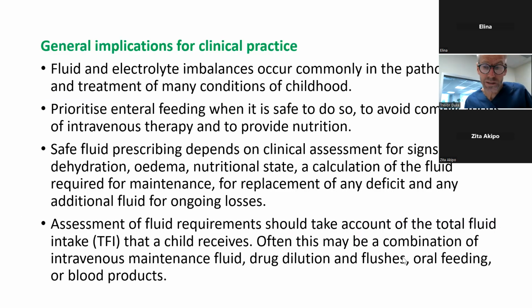So the main messages from what we've discussed today are that fluid and electrolyte imbalances occur commonly in many conditions of children that we treat every day: pneumonia and sepsis and bronchiolitis and meningitis and dengue. These imbalances occur commonly, and when we don't test for them, we don't know that they're occurring. And so it's important to try to limit the effect of those electrolyte imbalances on outcomes for children.